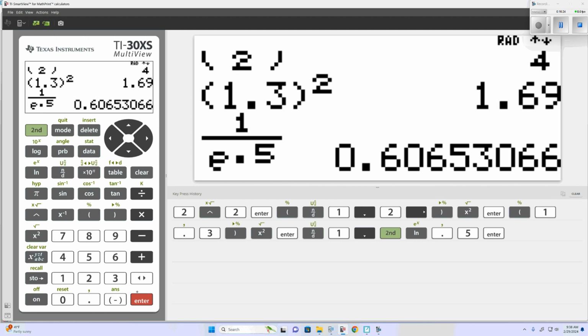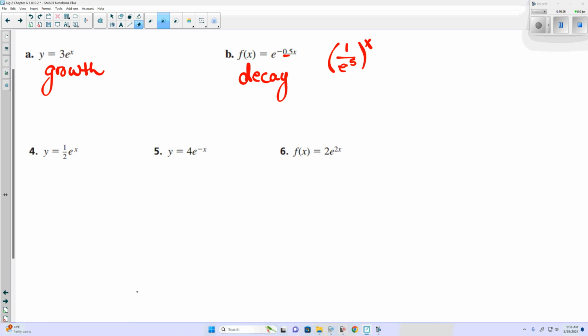Because if it's positive, like the first one, we have a number greater than 1. So it's growth. But we don't need all that. We just need to look at the next one. y equals 1/2 e to the x. e's exponent, is it positive or negative? Positive, yes? So that would be what?